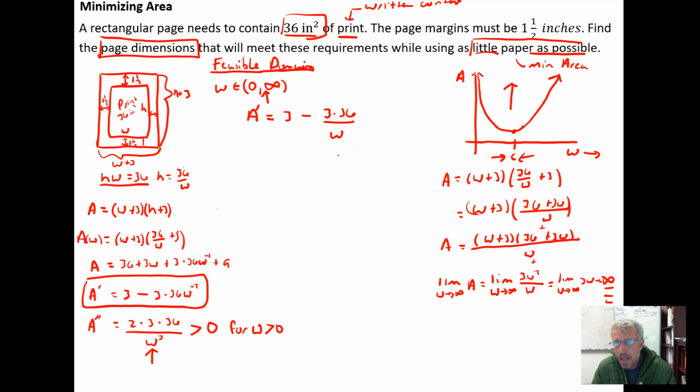So here I notice that A prime is undefined when W is equal to 0. But I don't need to worry about that because W equal to 0 isn't part of the feasible domain that we've established for our function. So I don't have to worry about that. I just need to worry about when is my derivative equal to 0. And that's going to give me a critical number that corresponds to a low point on the graph of the area function in quadrant 1. So set the derivative equal to 0.